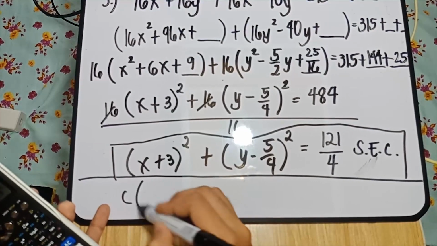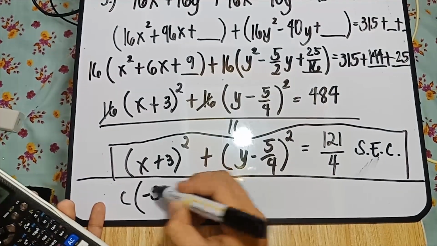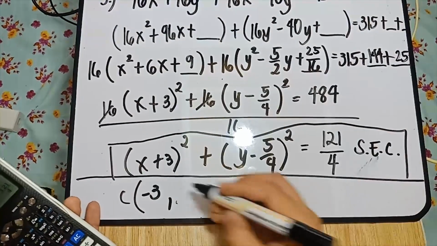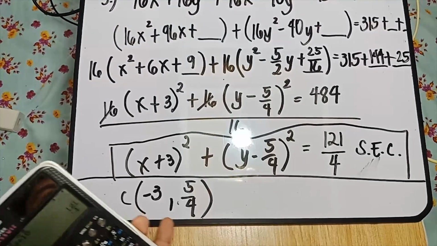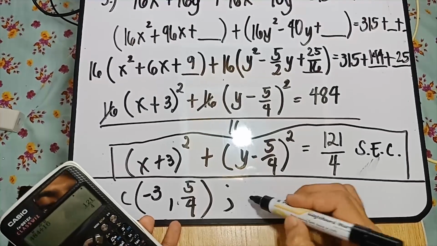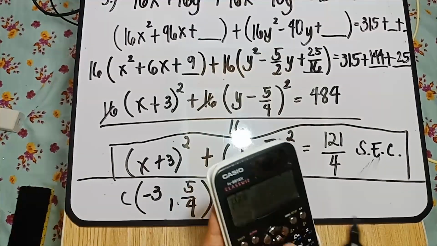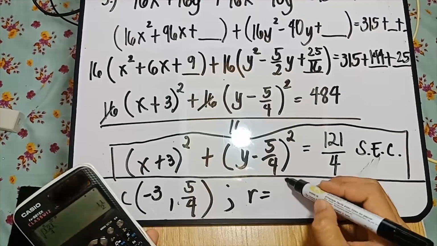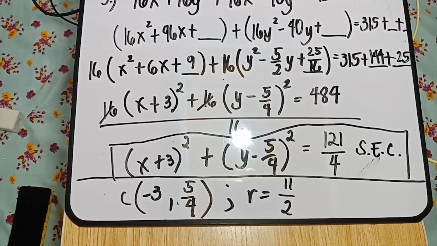So, yung center natin, ito yan. Ilalabas ko ulit yan, magiging negative. And then, ilalabas ko ulit doon, magiging positive. So, ito yung center natin, negative 3, 5 over 4. Then, yung ating radius ay square root nito. Ano ba ang square root ng 121 over 4? That is 11 over 2. So, that is our center and radius.